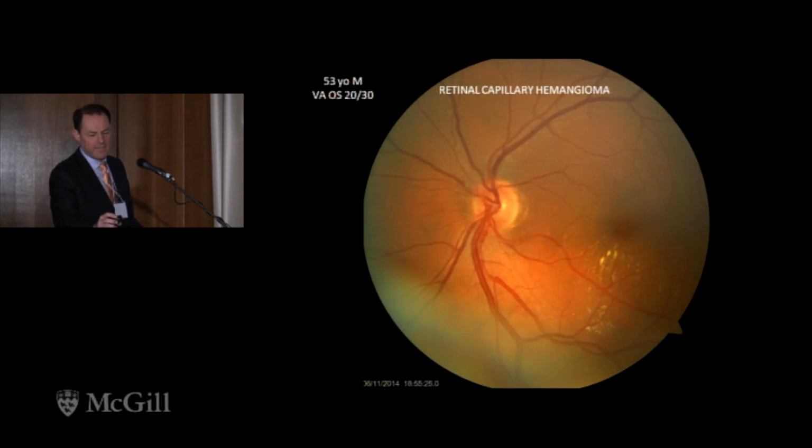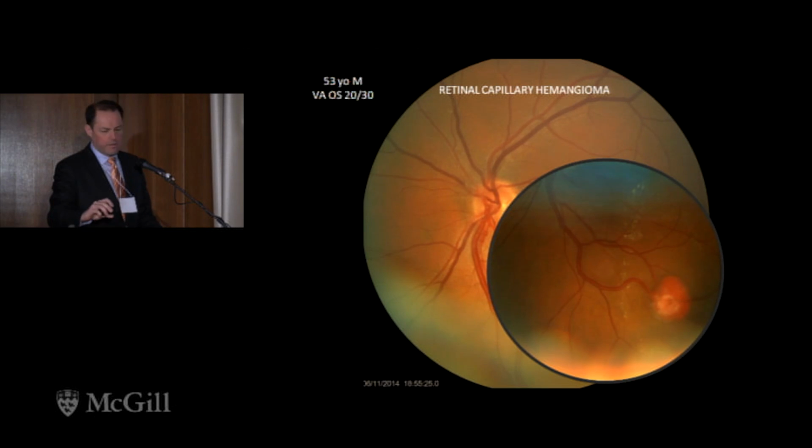So let's do a case. This is a case that was seen in the retina clinic. This is a 53-year-old male who came in with a 1-month history of reduced visual acuity, not too bad, down to 20/30, and on fundus exam was noted to have exudates and subretinal fluid. A little further out, he was noted to have this reddish-orange lesion with a large feeder vessel, pretty characteristic for retinal capillary hemangioma. And this patient was healthy, didn't have any other systemic problems, no family members affected, so no real strong history for von Hippel-Lindau.